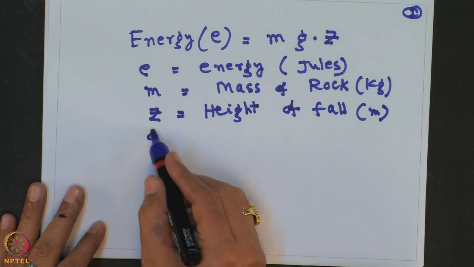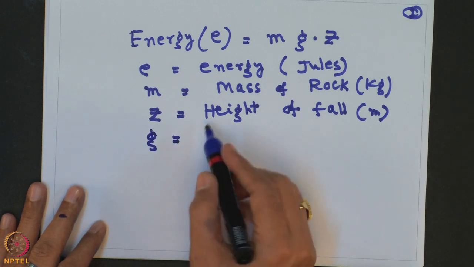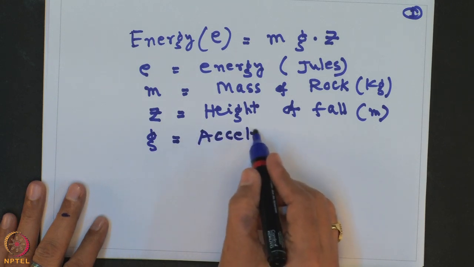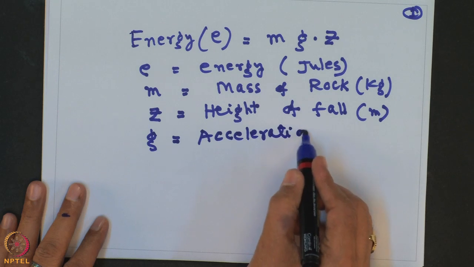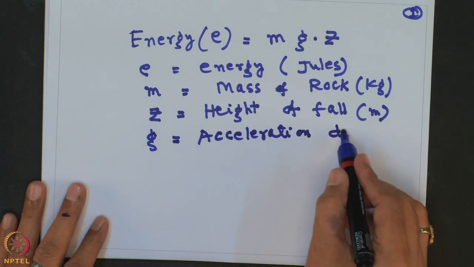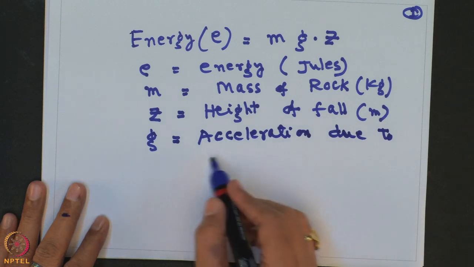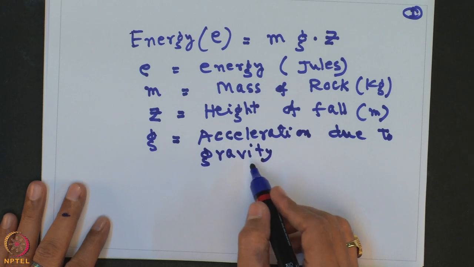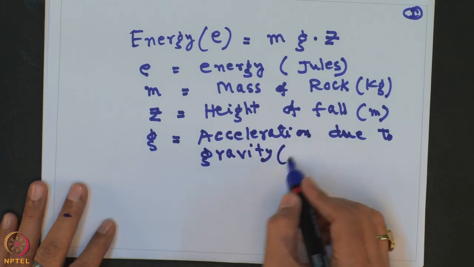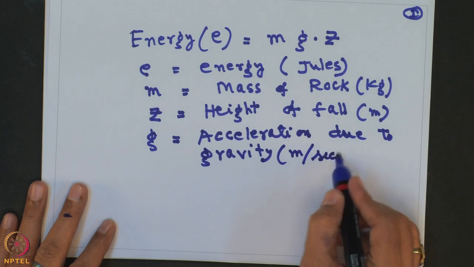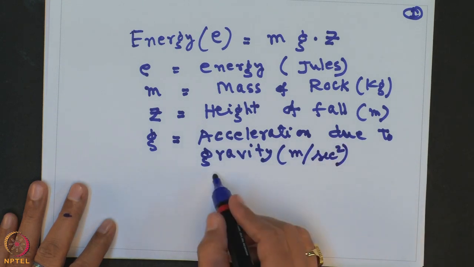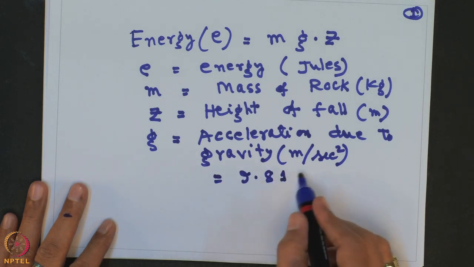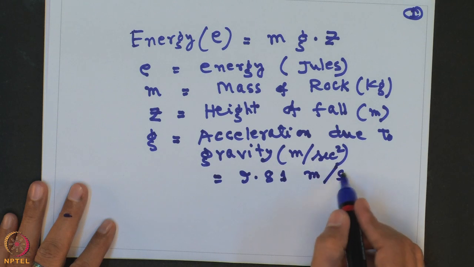and g is the acceleration due to gravity, and that is in meter per second square, and that is equal to 9.81 meter per second square.